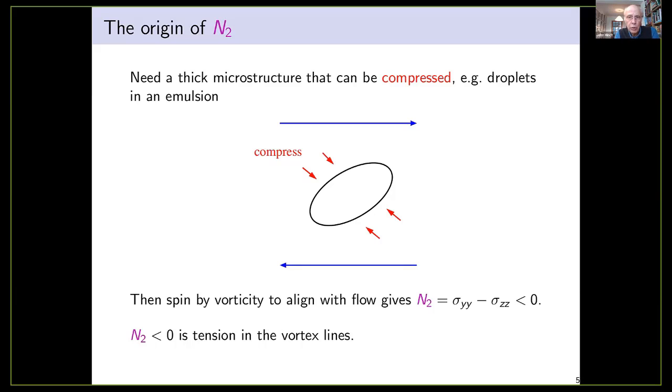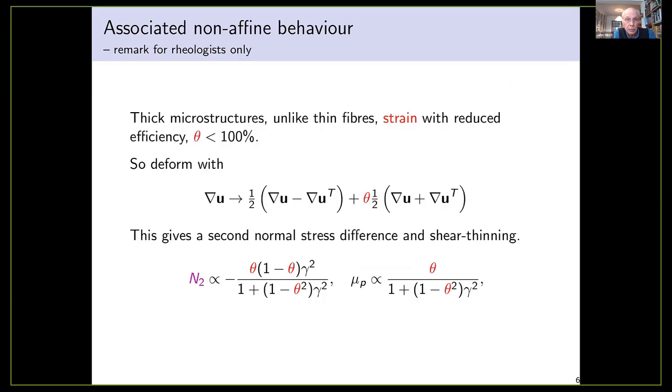So there are a few rheologists present, I notice. So this transparency is entirely for the rheologists. Everyone else can ignore this for a moment.